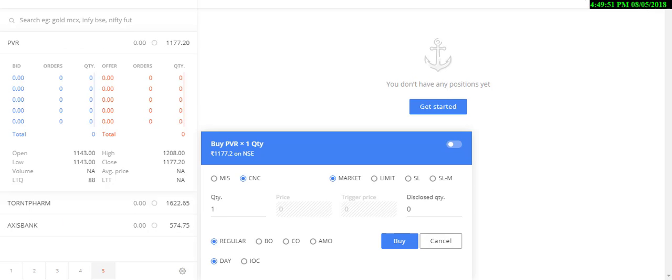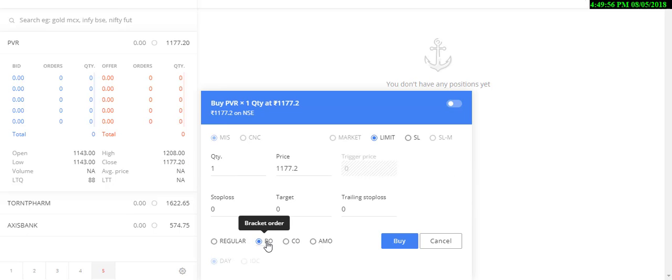Here I would like to select the bracket order. Many of them use bracket orders, but few know about the bracket order with stop loss order, and many don't know about this. But this is one of the safest trading methods with a fixed target and a fixed stop loss, strictly maintained. So I usually place a bracket order with a stop loss order. Here, let's assume that the PVR day high was around 1208. I usually buy, let's say, 10 quantities.